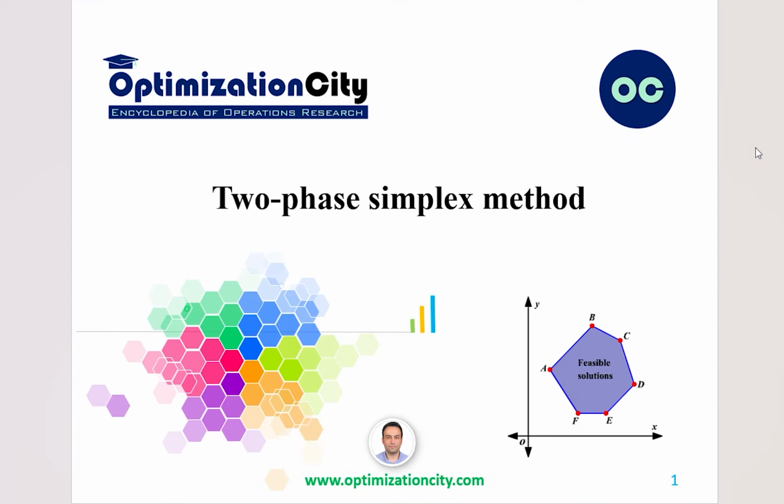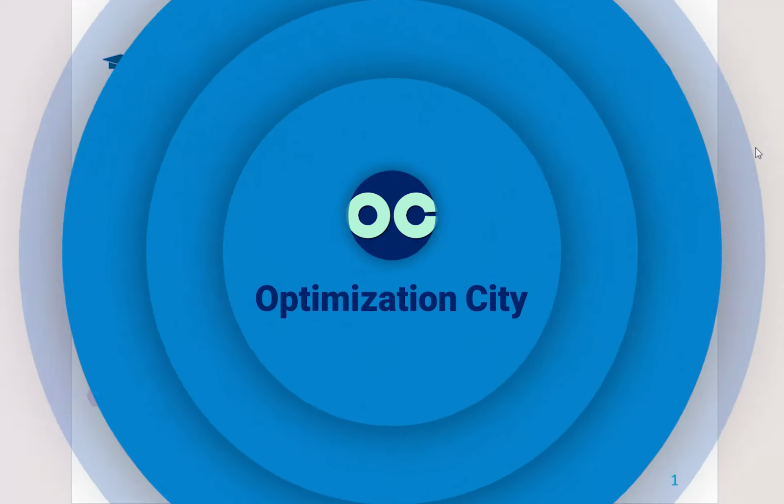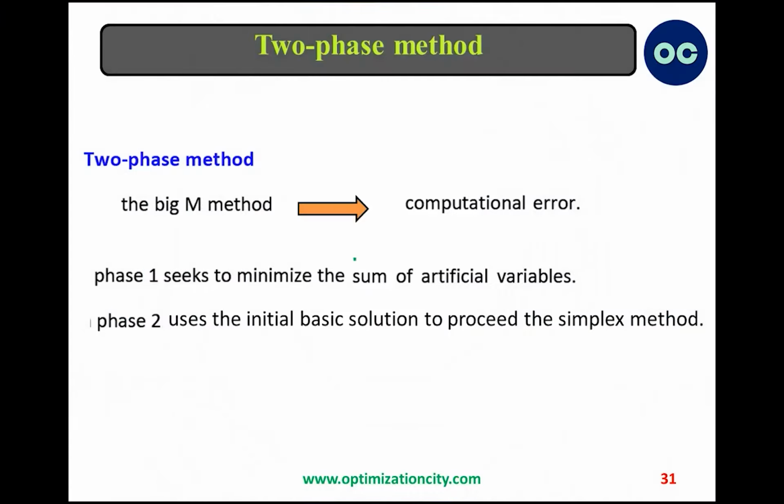In this video, we are talking about the two-phase simplex method and we learn how it works. So let's get started. The big M method is commonly used to solve the linear programming model with the artificial variable. However, it can be challenging to calculate the big M in a large model, and it may lead to computational error. In such cases, the two-phase method is recommended.